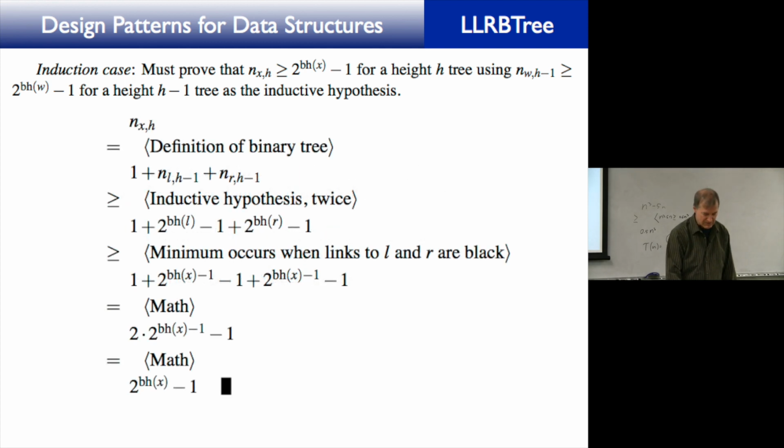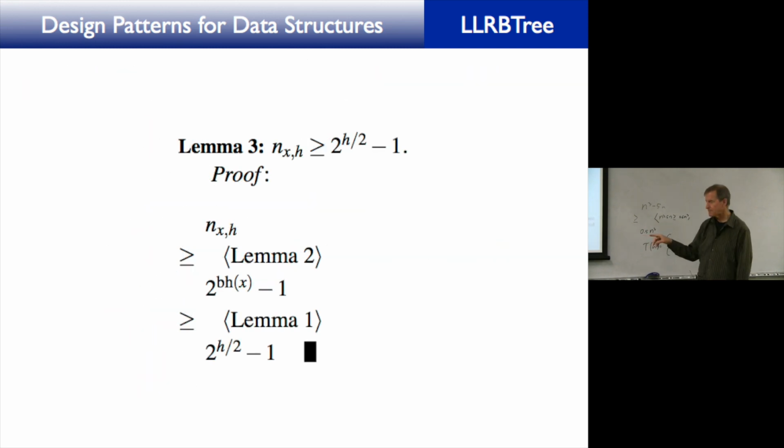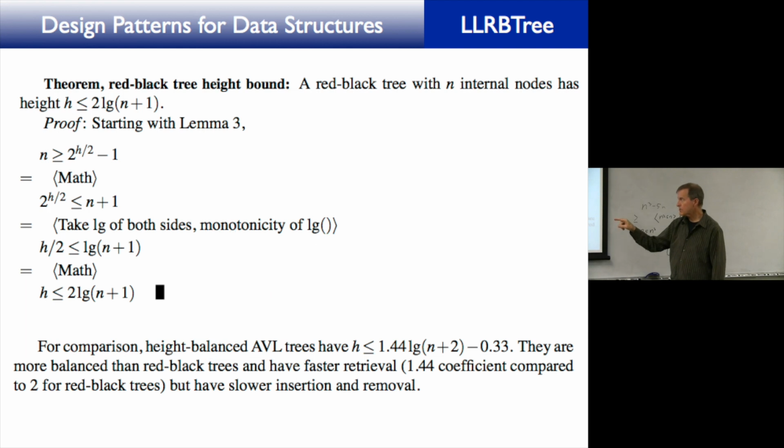And then we went through this. What did this analysis tell us? Our analysis told us that H, for a red-black tree, is less than or equal to 2 times the log of N plus 1. Which means that H is big theta of log n.